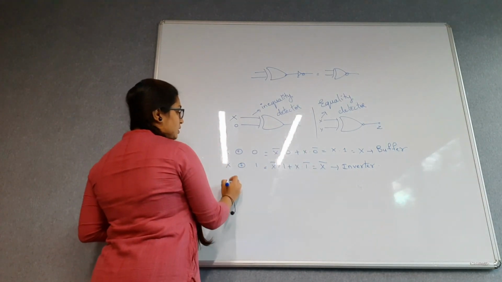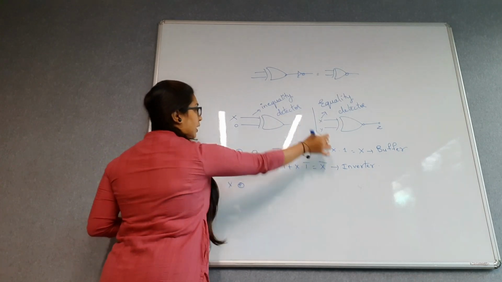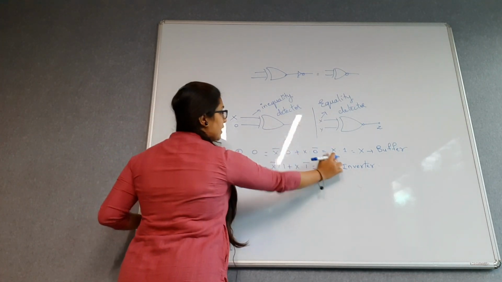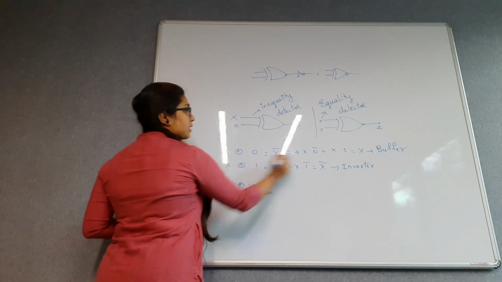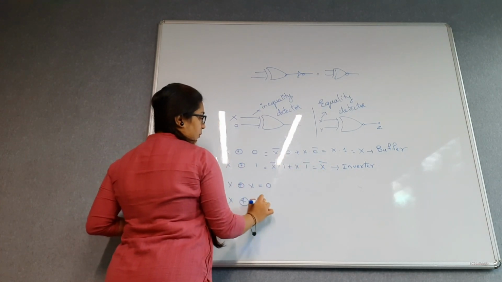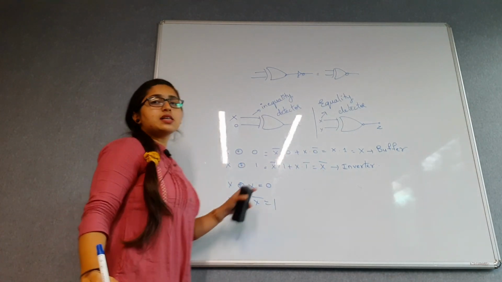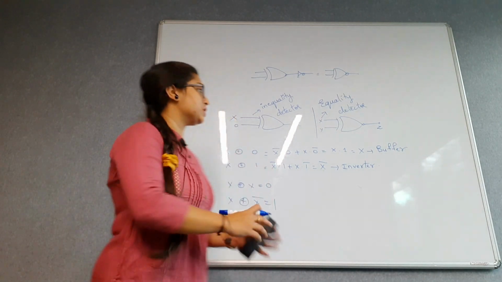And you can see this also, X XOR X, it will give you 0. X XOR X bar, it will be giving you 1. So these are some of the important relations.